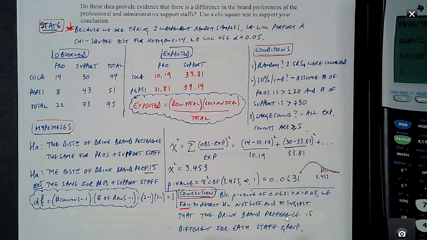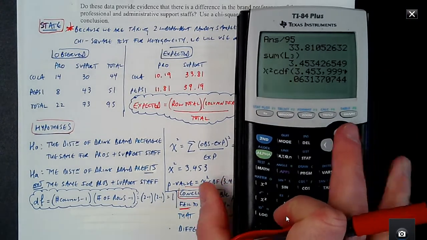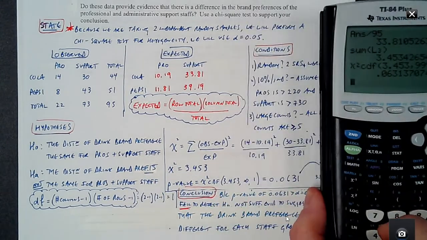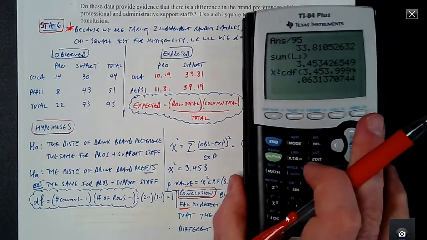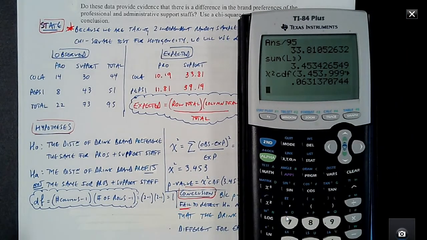Okay. In the next couple of videos, I will show you how to calculate a test for independence, and I will also show you a much faster way of calculating the chi-squared statistic and also the p-value in one fell swoop. And I believe you can do that on both calculators.